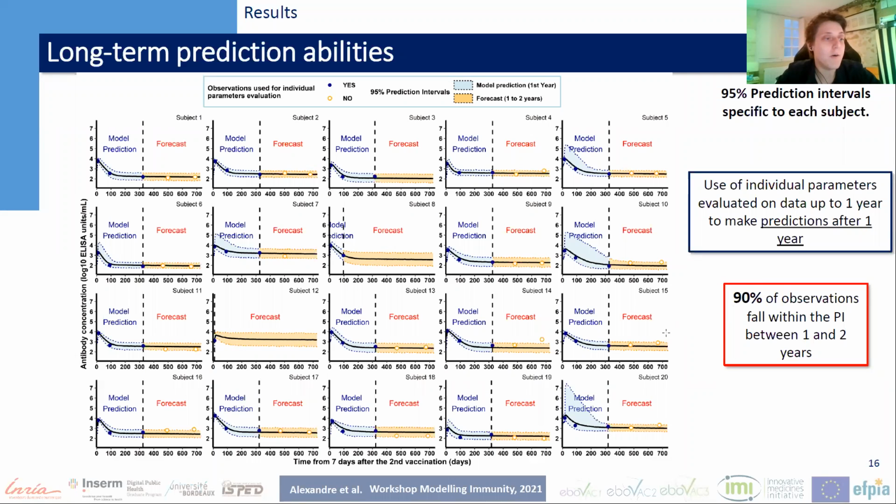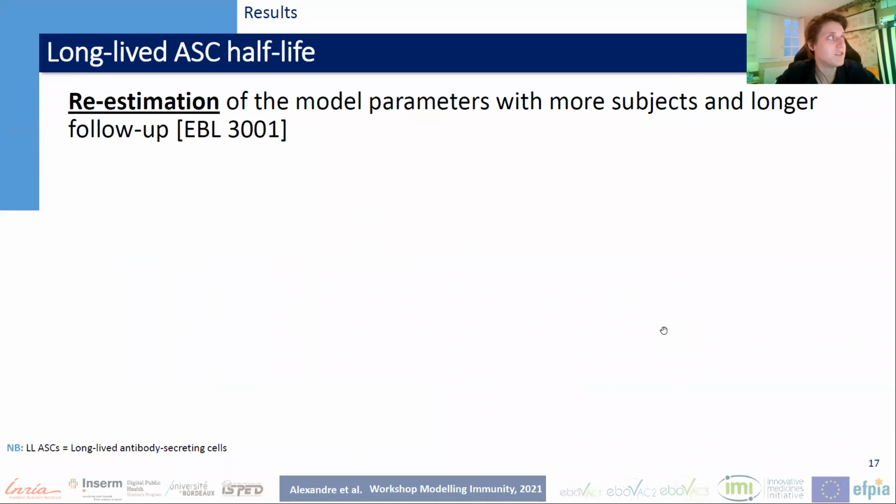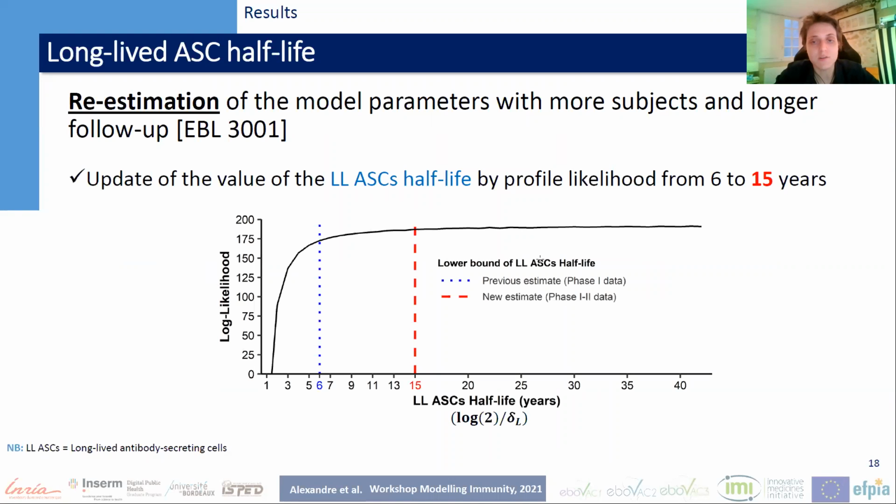And so, as I said previously, the second objective of the work was, once we evaluated the good quality of prediction of the model, to update the model using all the new information provided by the additional data, meaning using more subjects and considering the longer time periods. So using all the data, we updated the value of the long-lived antibody secreting cells half-life, which is derived from the long-lived antibody secreting cells decay rate, the parameter delta L.